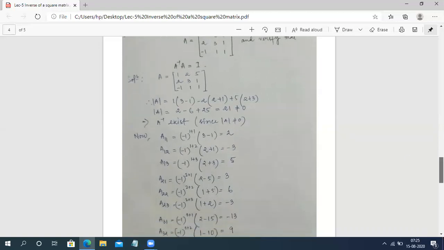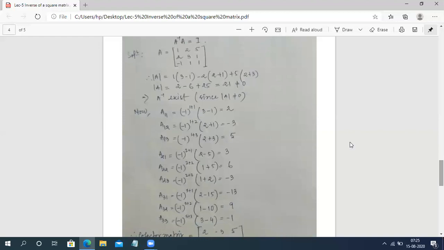So you find the determinant value of this matrix A. The determinant comes out as 21, which is non-zero, so A inverse exists. Clear? The matrix is non-singular, so this matrix has an inverse.